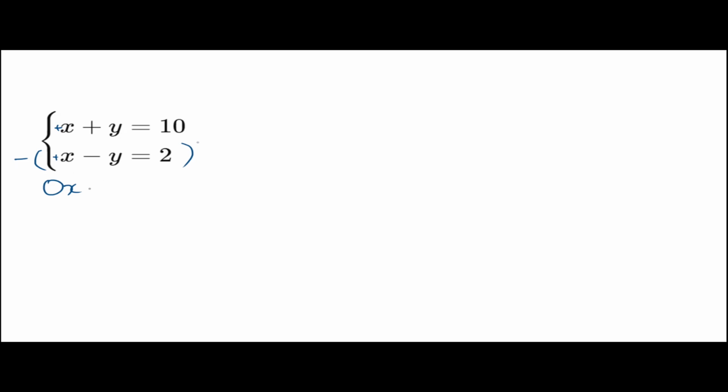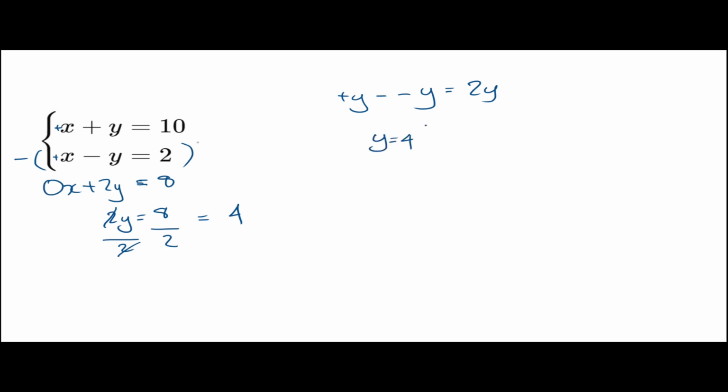y minus minus y, so when you minus a minus number, it's the same as adding it. So it's going to be 2y. So positive 1y minus a minus 1y equals 2y. The equal sign comes down. 10 minus 2 is 8, so 2y equals 8. I'm going to divide both sides by 2. 8 divided by 2 is of course 4, so y equals 4.